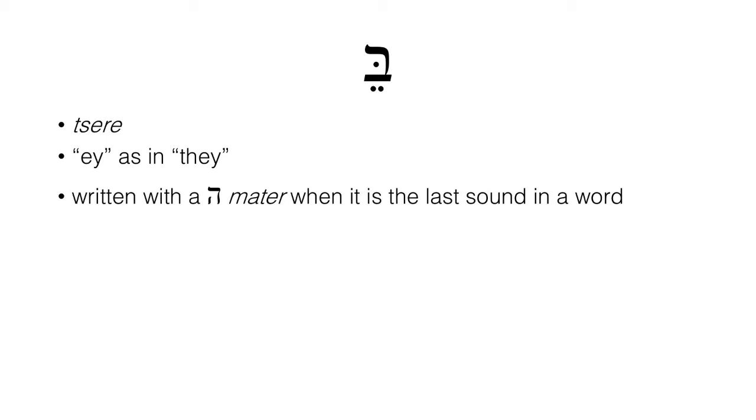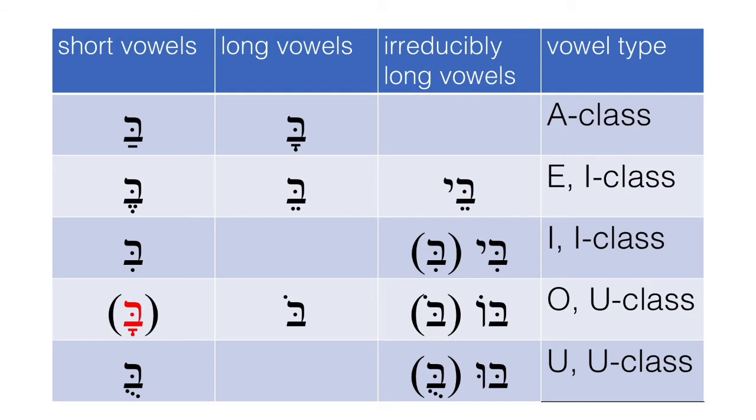As we go back to our chart, you can see that tsere and segol are both the same class vowels. Many people would call them E-class, others would call them I-class, but they're the same class vowels. So in this case, if a vowel lengthens, if it's a segol, it would lengthen to a tsere, and if it's a tsere, it might reduce to a segol.